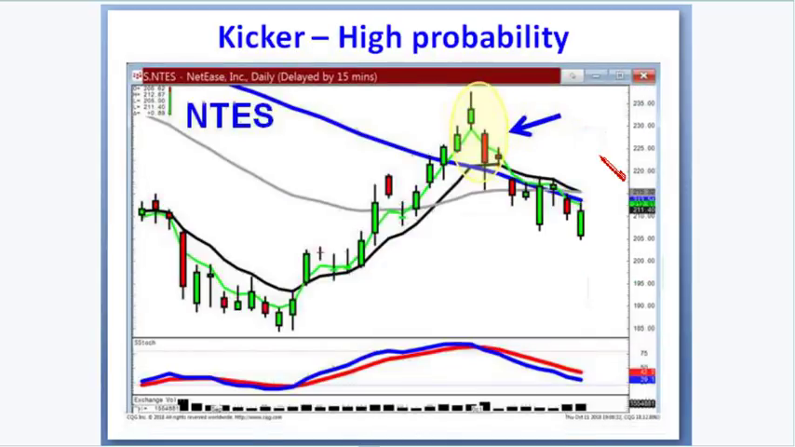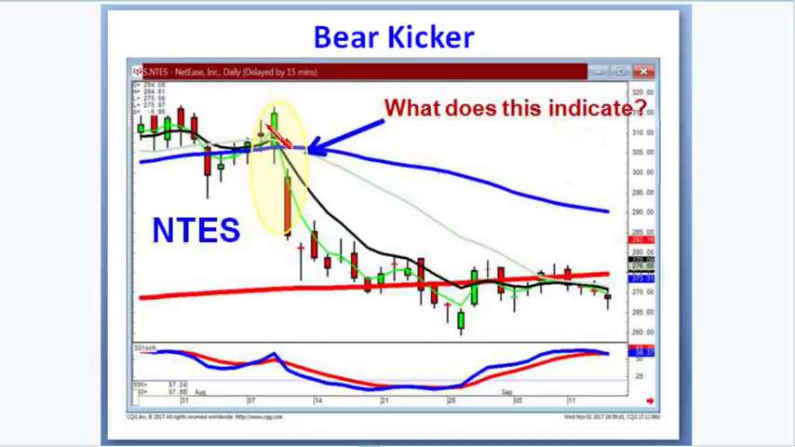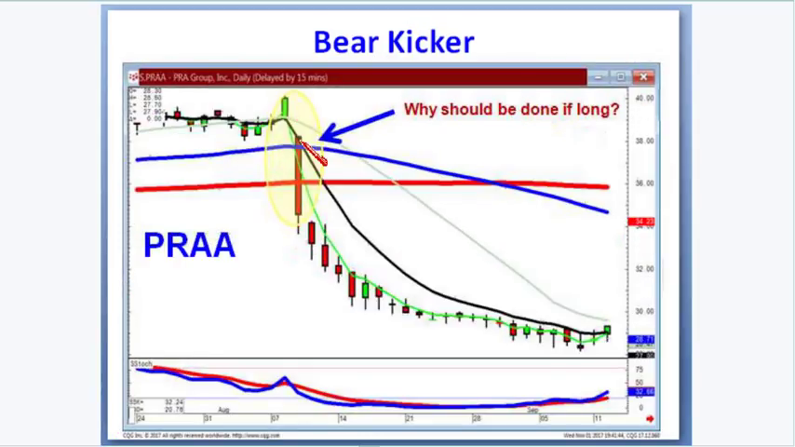The same thing with Netties. Gap down and go the opposite direction, it's creating this downtrend. We used Netties as an example a while ago. There's your bullish candle and they gap it down. It's just telling you there's a lot of force to the downside.